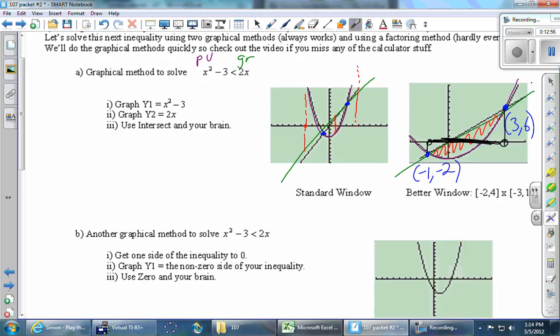What's the smallest x? -1. And what's the biggest x? 3. So we're looking for all the x's that are between -1 and 3.